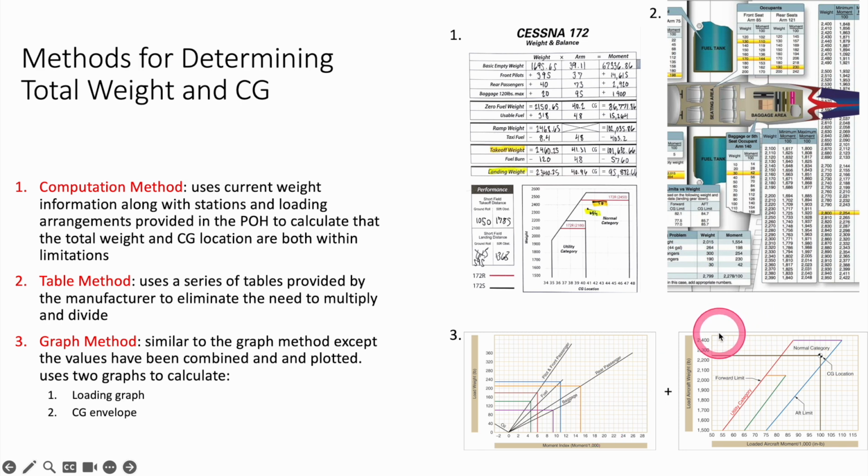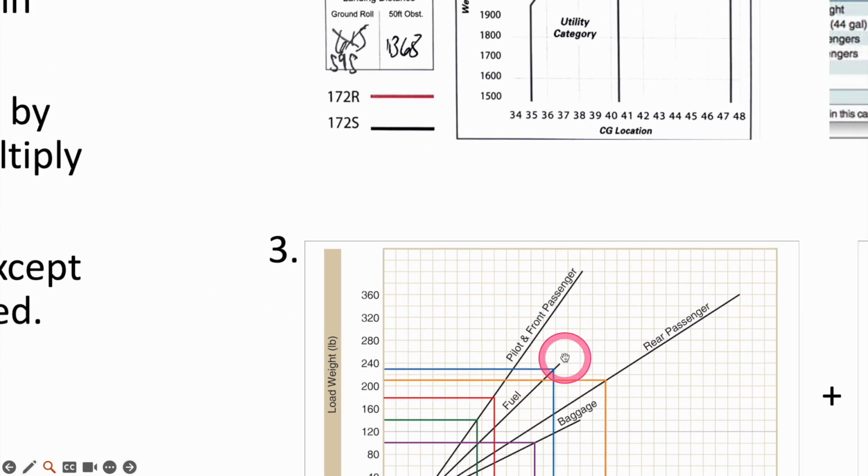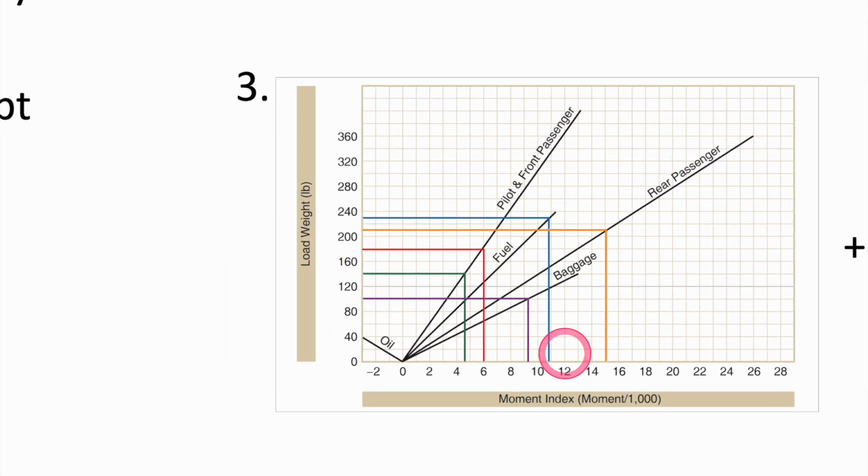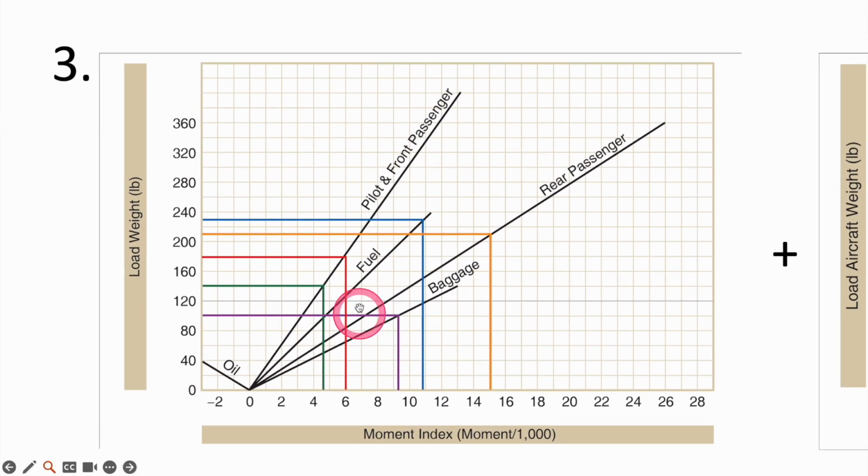Other method is a graph method. So you have a loading graph and a CG envelope. So this is another written test example. Usually in the example, it'll tell you the pilot and the front passenger weigh 360 pounds. The rear passenger weighs 200 pounds.